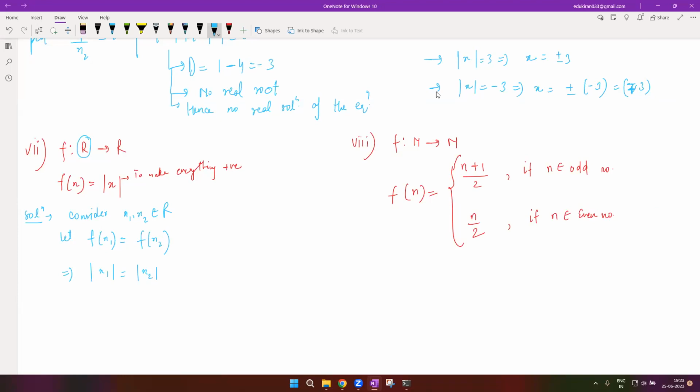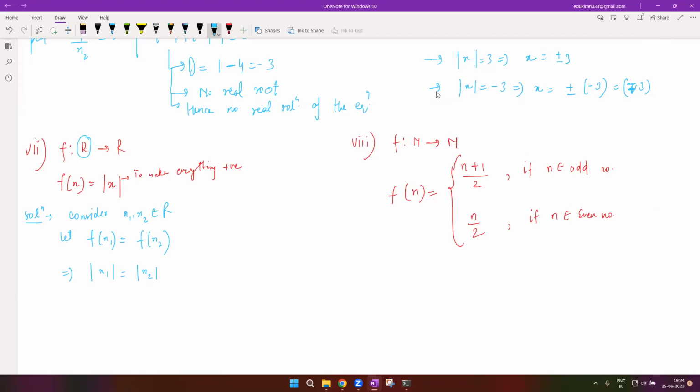But if you think only in a mathematical way, you will say just remove mod and apply plus minus. But you can't solve it like that. This is not a mathematical approach. First, you have to understand the concept that modulus can never give you a negative answer. Mod x can never be equal to minus 3.